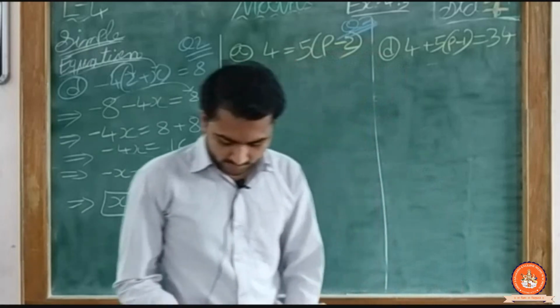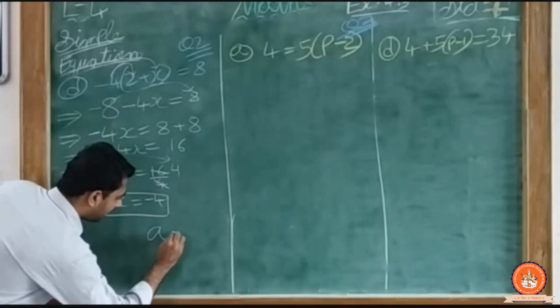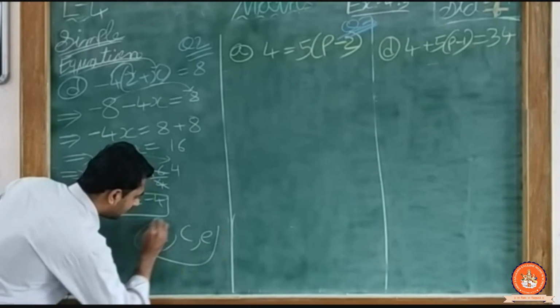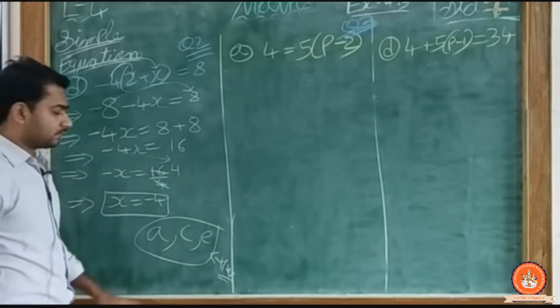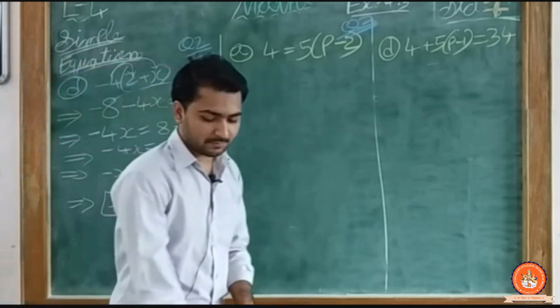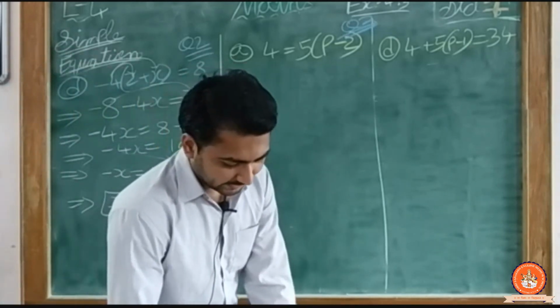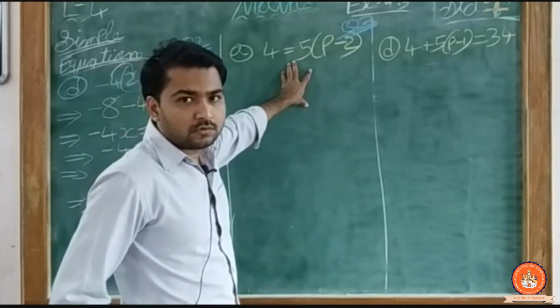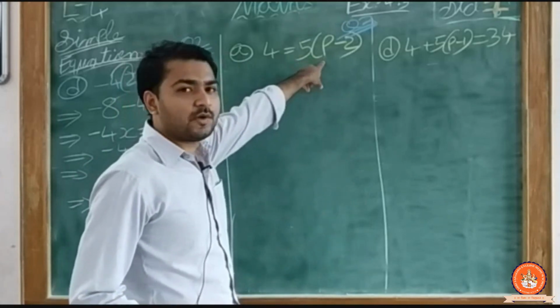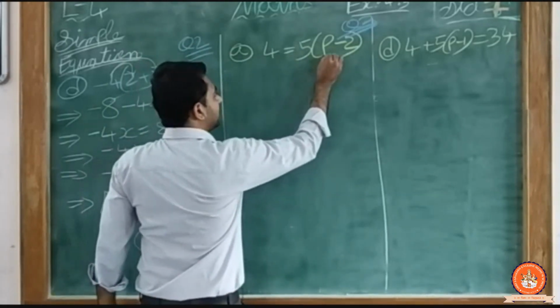Okay, which questions you have to solve? A, C and E are in your homework. Okay, students? Now coming on to question number 3. What is question number 3? Here also we have to solve this equation. Solve this equation, that means you have to find this variable. So here the variable is p.